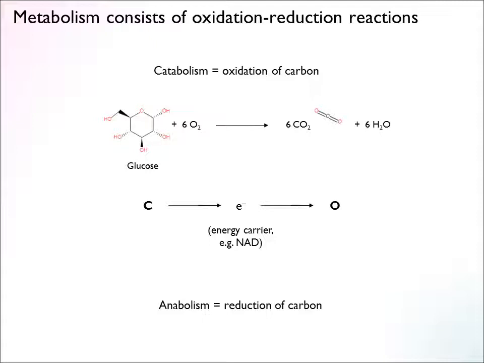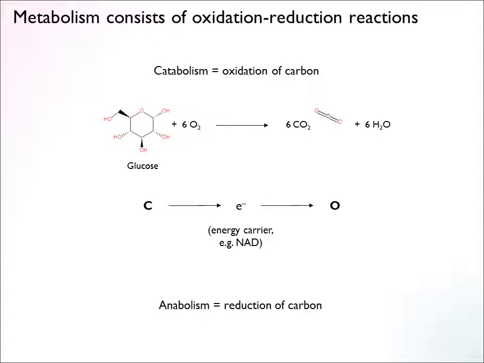So a bit simplified, you can pretty much say that catabolism is the oxidation of carbon. So breaking down things and extracting energy is the oxidation of carbon. And anabolism, which is the biosynthesis of things, is the other way around, that is reduction. So what is oxidation and reduction?